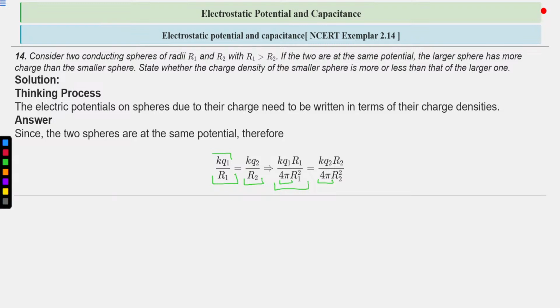Now we have charge upon area. We want to reduce this expression to the expression of surface charge densities, so we want area in the denominator on both sides. So firstly we will multiply or divide with the radius, and then divide both sides by 4 pi. So these are the steps.